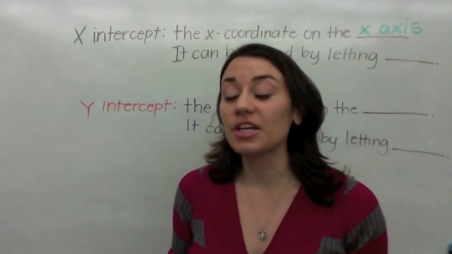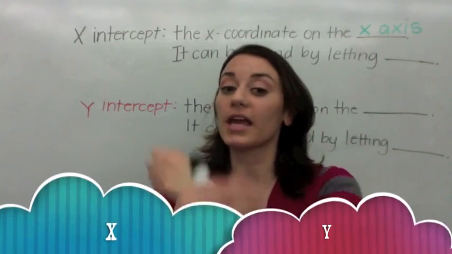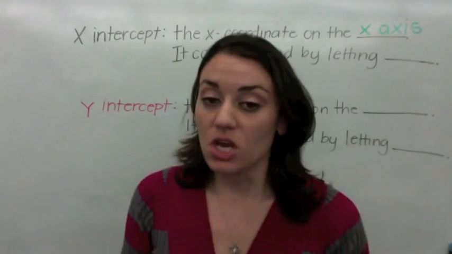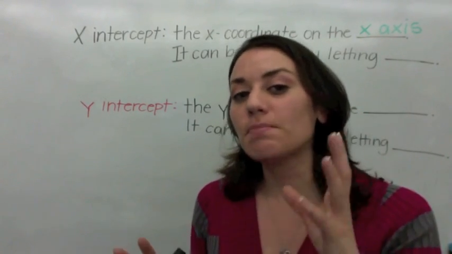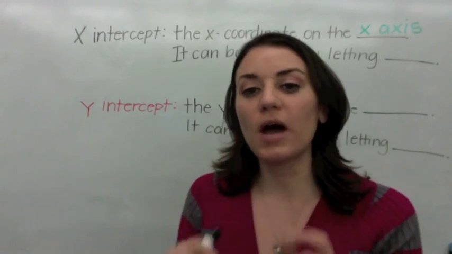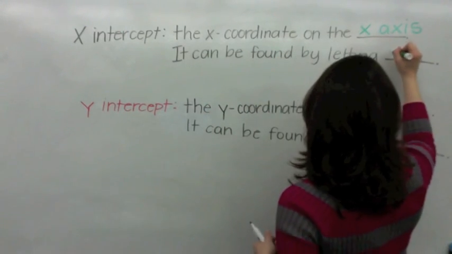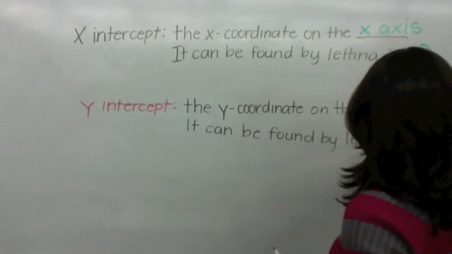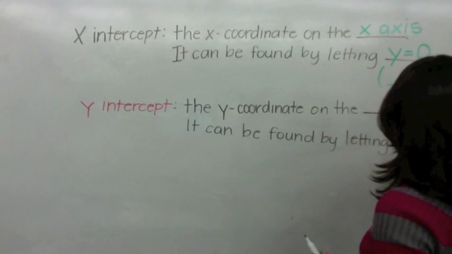Remember, linear equations have two variables. How many do they have? Two. One is x and the other one is y. Very good. So if you want to get x, you have to make the other variable 0. So if you want the x-intercept, then you have to make y 0. Okay?